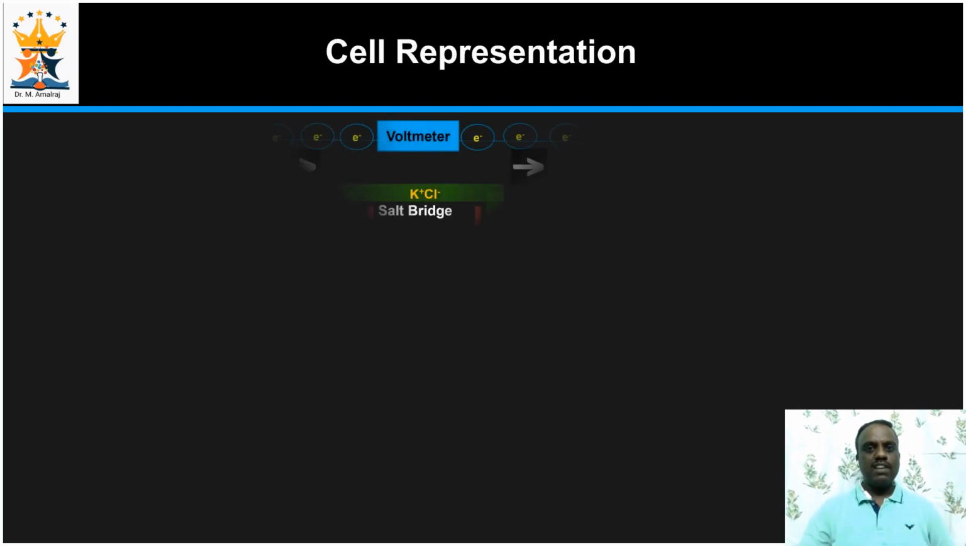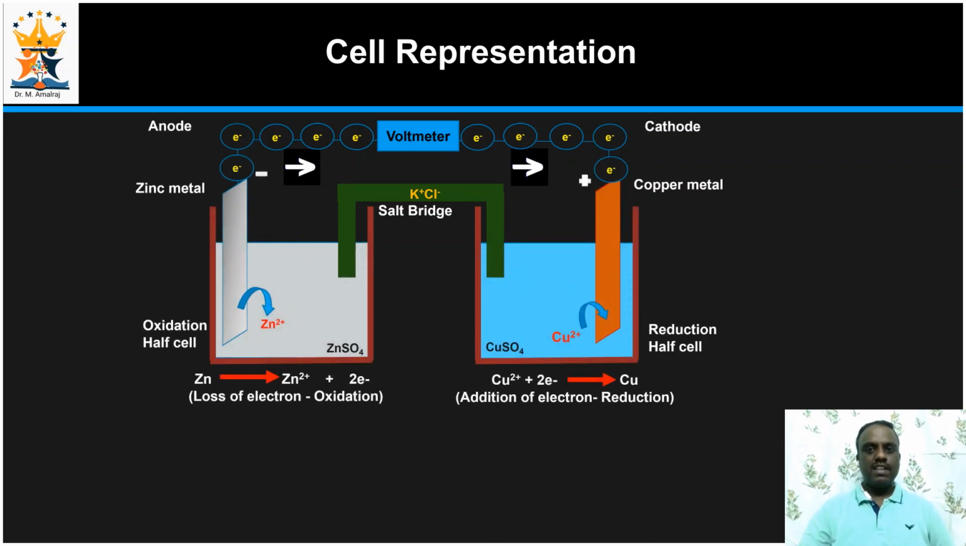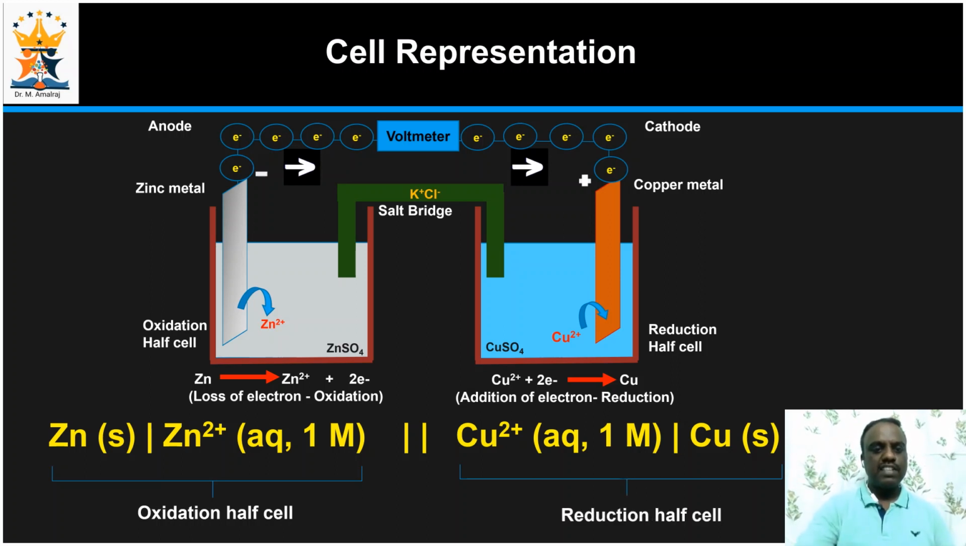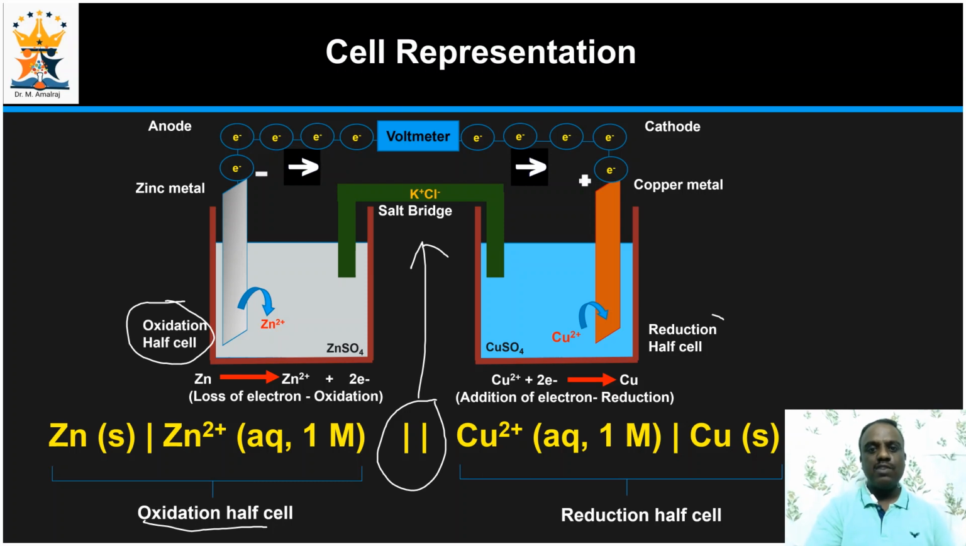Now let us learn how to represent a galvanic cell. Let us take the same galvanic cell as an example. The corresponding cell representation is given here. Just see here, the double slash in this cell representation represents the salt bridge. From the left hand side of the salt bridge, we have the oxidation half cell that is mentioned here. From the right hand side of the salt bridge, we have the reduction half cell that is mentioned here.